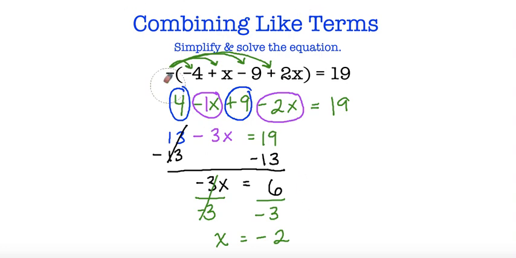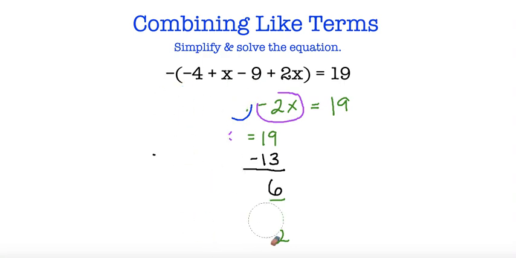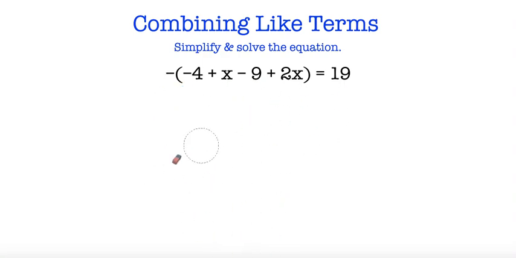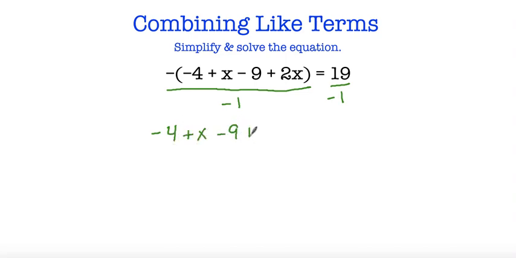So another way we could have gone about solving this is, instead of distributing the negative to all my terms, I could have divided this side by negative 1, and we would have to do the same thing on the right side. So instead I would have negative 4 plus x minus 9 plus 2x is equal to negative 19.